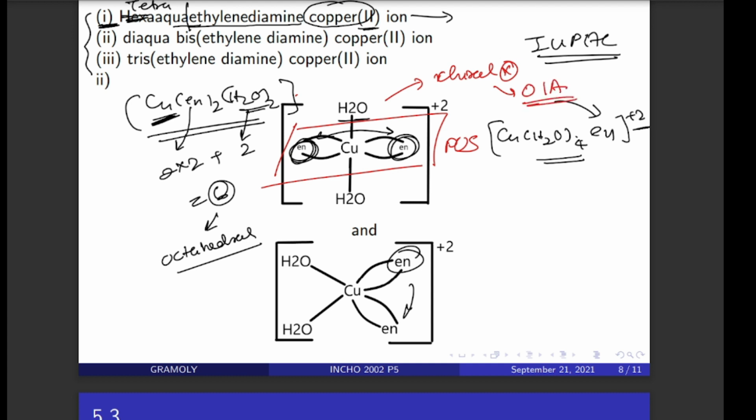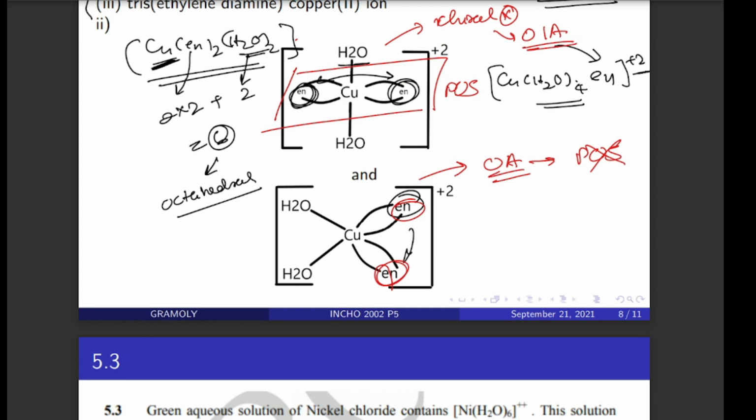But in the second structure, in which the two en ligands are in the cis position, this is optically active, and due to this no plane of symmetry is present, obviously, because if it were present, then it wouldn't be optically active. Since it is optically active, it can be found in two forms, D and L forms, meaning the dextro and the levo rotatory. So this was about assigning the configuration.